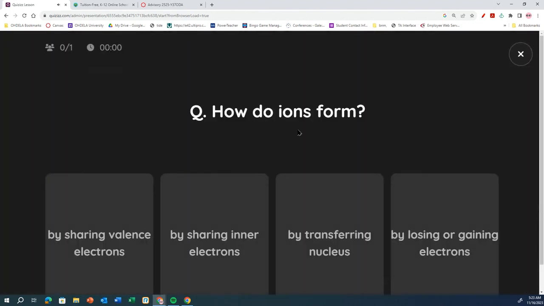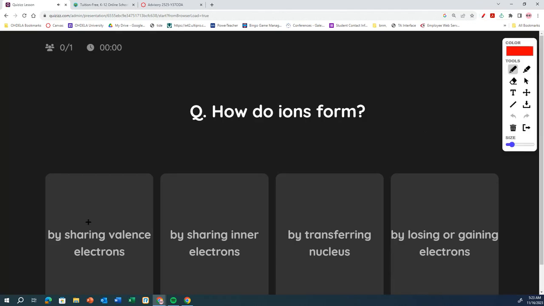How do ions form? Since ions are not sharing, because that's a covalent bond, which shares electrons. By transferring nucleus? Nope. It's by losing or gaining electrons.